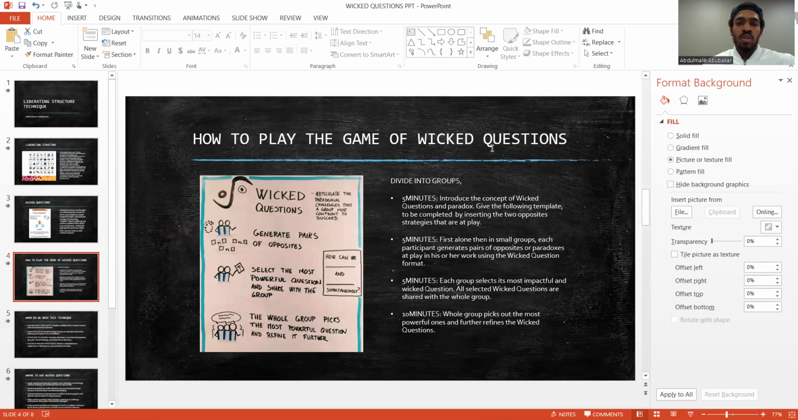Now we'll look into how to play the wicked question game. First, we start by dividing into groups, and in the first 5 minutes, we introduce the concept of wicked questions and paradox. We give a template to be completed by inserting two opposite strategies that are at play. In the next 5 minutes, each participant generates a pair of opposites or paradoxes at play in his or her work using the wicked questions format.